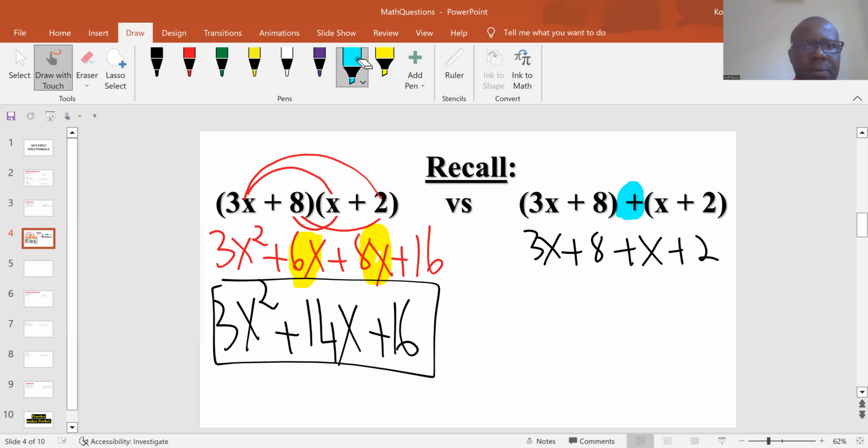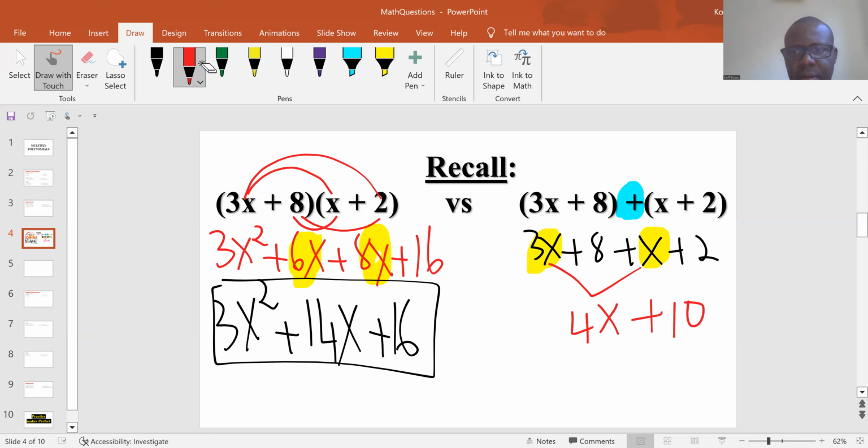So here, after we remove the parentheses, we'll combine like terms. So 3x and the x are like terms, 8 and the 2 also are like terms. Therefore, we're going to have 4x plus 10. So we see the difference here. Now, I hope the difference is understood.